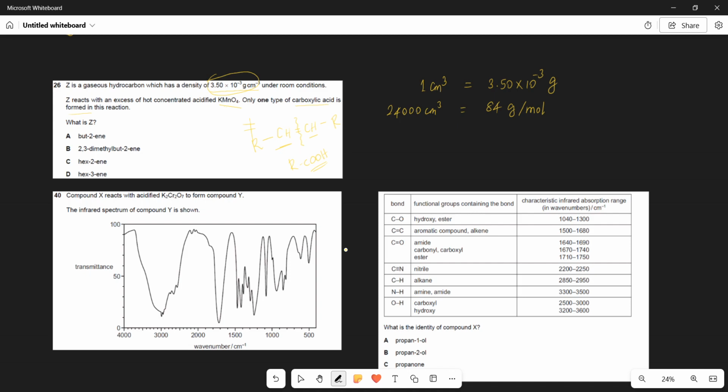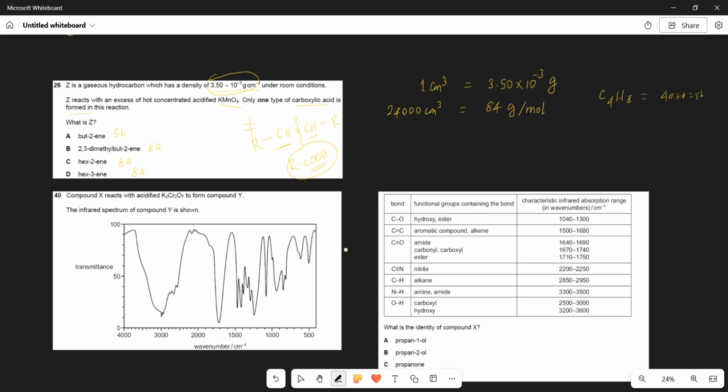So now let us find the molar masses of all these 4. Butene is nothing but C4H8. C4H8: 4 twelves are 48 plus 8, which is 56. It's not correct. Then the other 3, when I calculate, I will get 84, 84 and 84. Okay, out of these three, which will give me a single carboxylic acid?